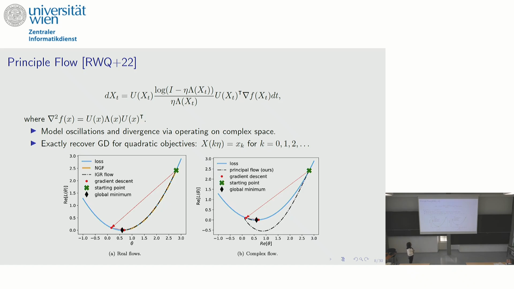So the principal flow actually manages to lift the dynamics to the complex space and capture this overshooting phenomenon. And more interestingly, it has been shown that for quadratic objectives, this principal flow can exactly recover the iterates of gradient descent. By exactly recovering, we mean that at the discrete time points k times eta, where eta is the step size and k is the number of iterations, your gradient flow of x at k times eta is exactly going to be the k-th iterate of your gradient descent.